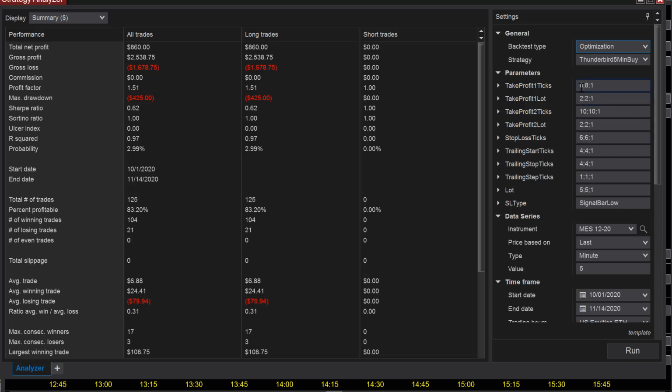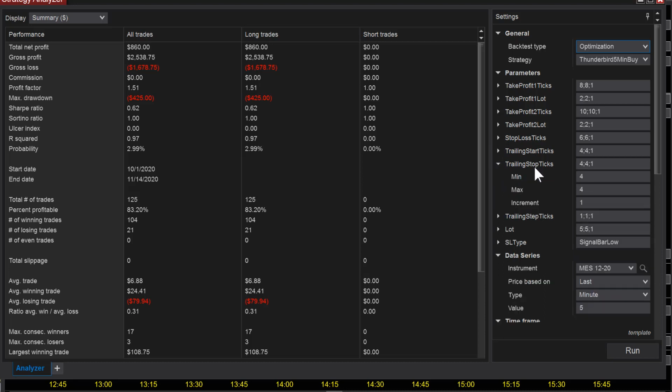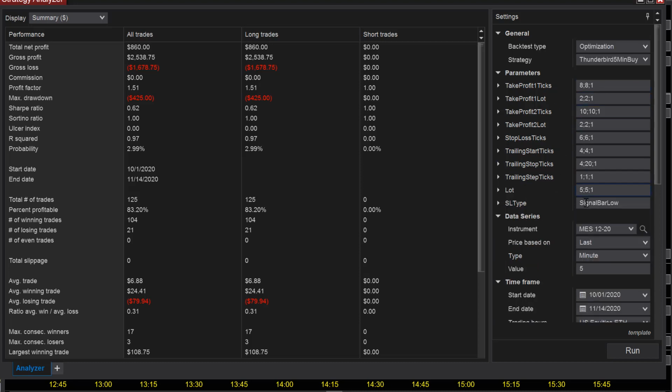It could be anything. It could be take 2 profits with a 20 point tick. It depends on what your starting ticks or your trailing stop. You could put 4, and you could put, all right, I want to put down 20, and it'll test every combination between 4 and 20, along with every combination here. So it's millions and millions of combinations it has to go through, and it'll optimize everything for you.